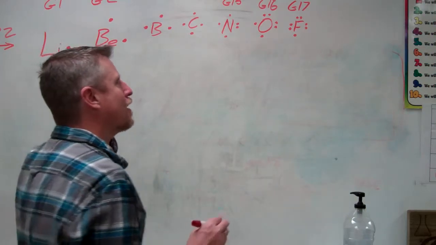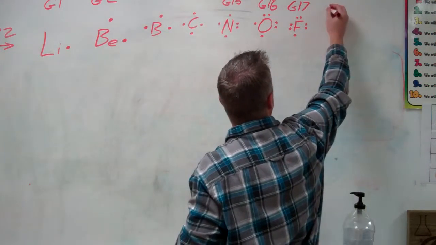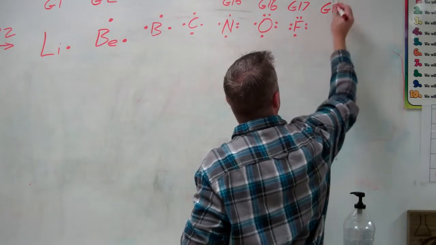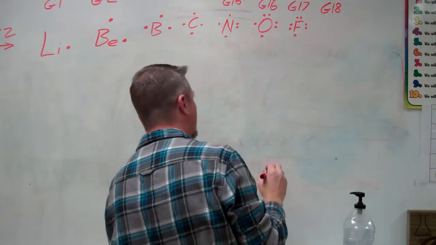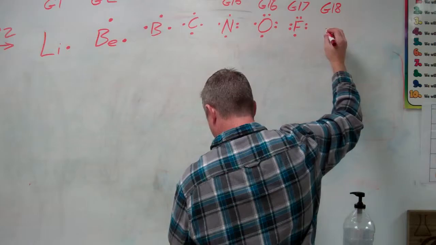Okay, now then, we have group 18 atoms, which are the noble gases. Remember, they don't bond with anybody, and we're going to find out why they don't bond with anybody. So we're going to look at neon.